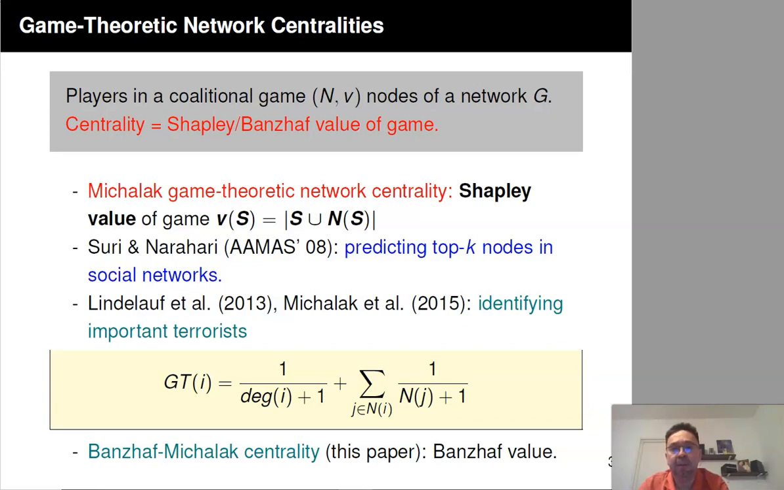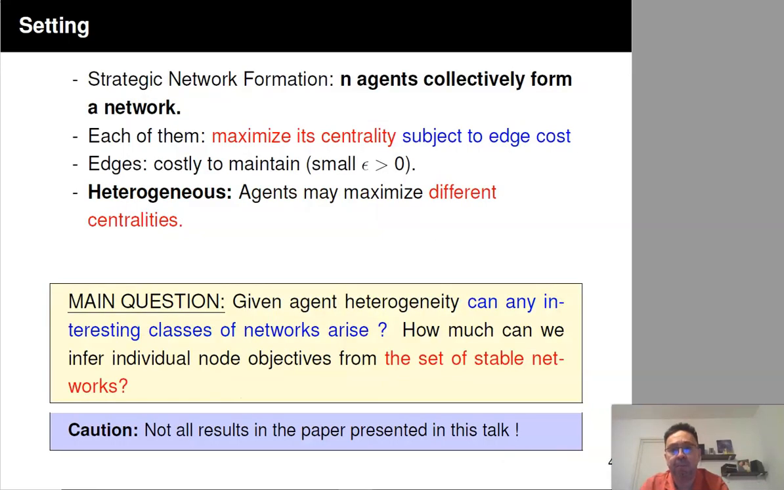A particularly important example is the so-called Michalak game theoretic network centrality, which is basically the Shapley value of the game, where the value of a coalition of nodes is given by the number of nodes in the coalition plus the number of neighbors. So this is a measure that has been well studied before and has a nice closed formula. And we're also going to be looking at the Banzhaf version of this measure, which to our knowledge was only introduced in this paper.